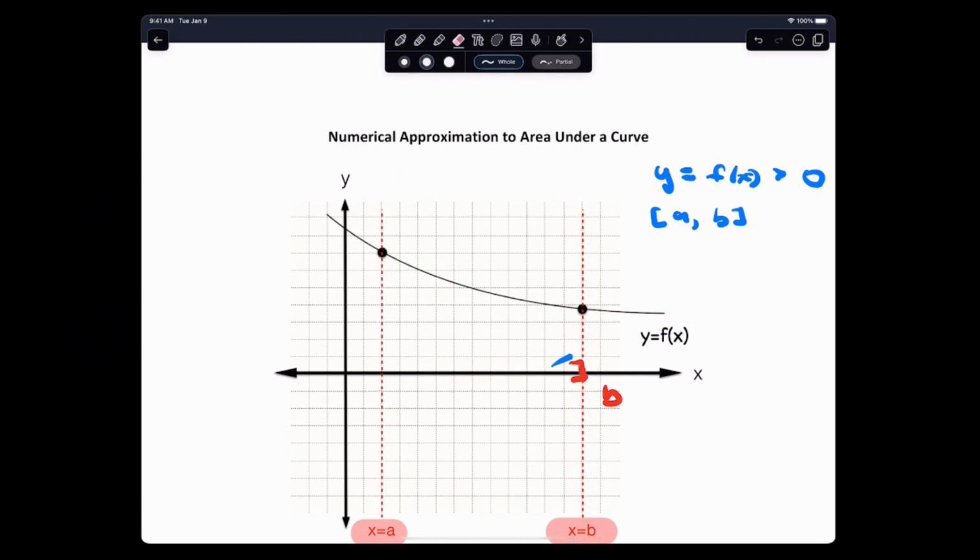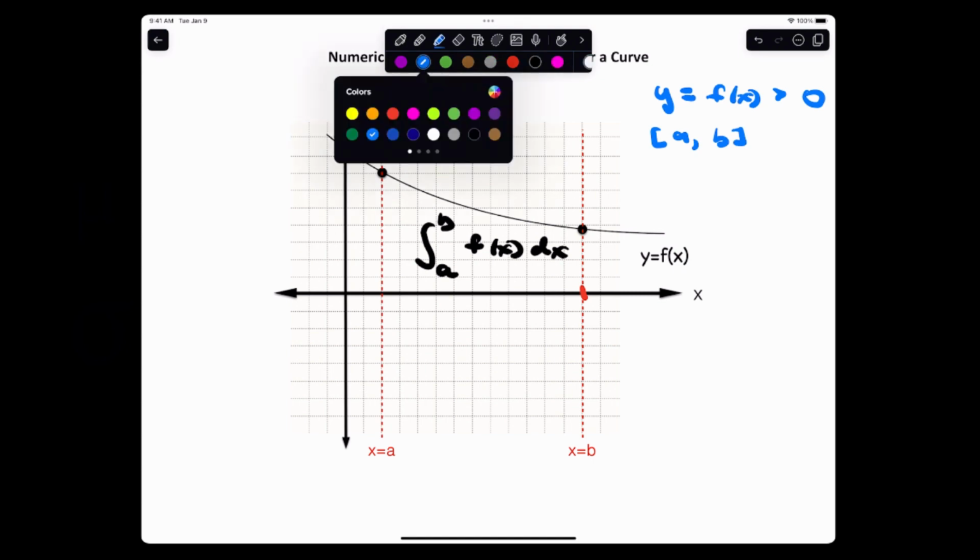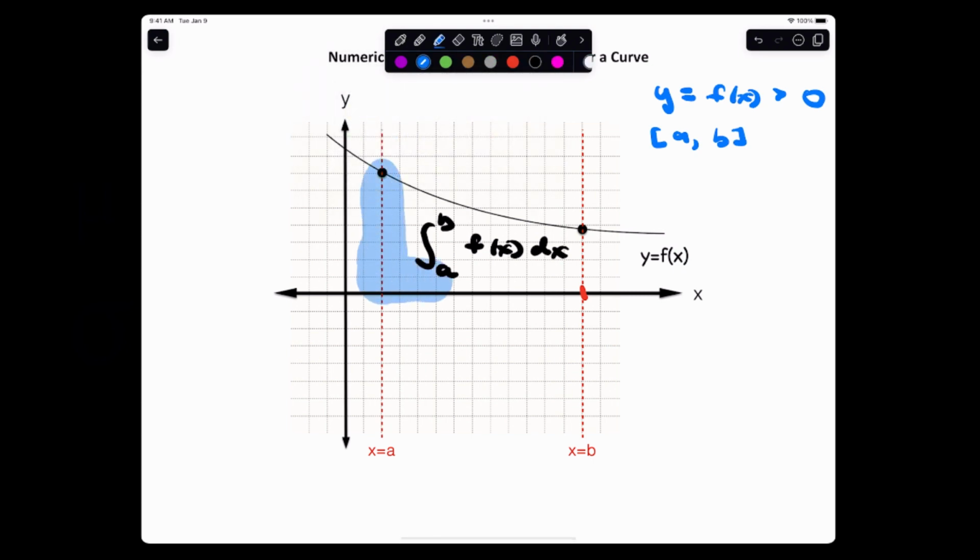So if I said to you guys now, this curve here, whatever that curve is, this area that they're talking about is going to be the integral from a to b of f(x) dx. This is the exact area. It's no longer approximate.